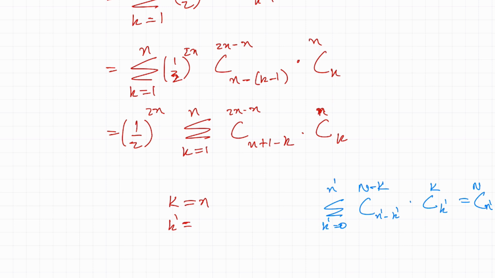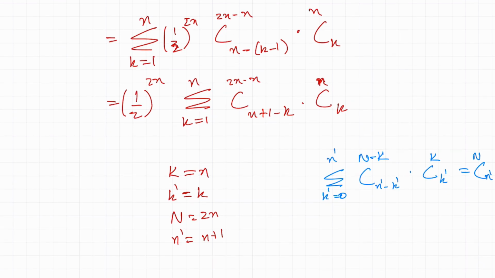Then k dash is equal to k. Then we also saw that n is equal to 2n, and n dash is n plus 1. Now there could be a corner case where k is equal to 0 is not being considered, but again, it's not defined for a negative binomial coefficient. That's why we've ignored k is equal to 0 here.